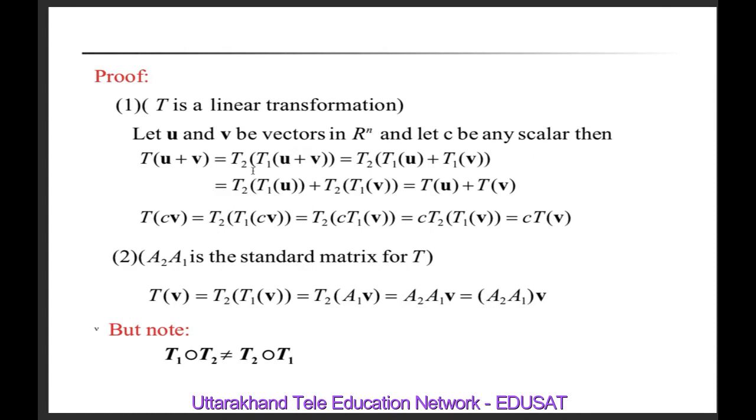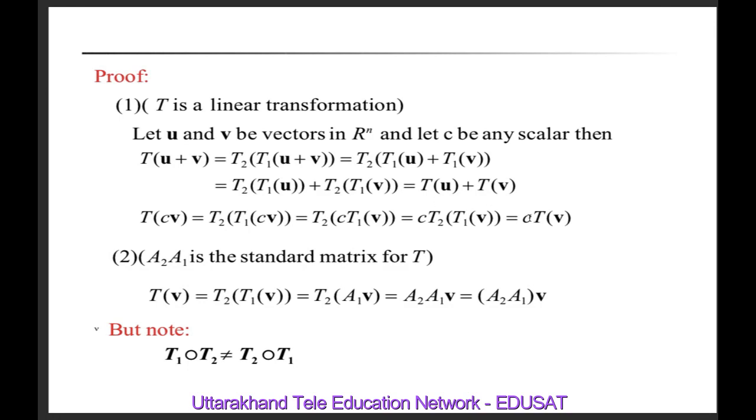But T1 is a linear transformation, so it preserves vector addition. So this is equal to T2 of T1(u) plus T1(v). And T2 is also a linear transformation, so it also preserves vector addition. So T2 of T1(u) plus T2 of T1(v). And T2 of T1 we have denoted by T. So this will be equal to T(u) plus T(v). So T(u + v) is equal to T(u) plus T(v). So T preserves vector addition.